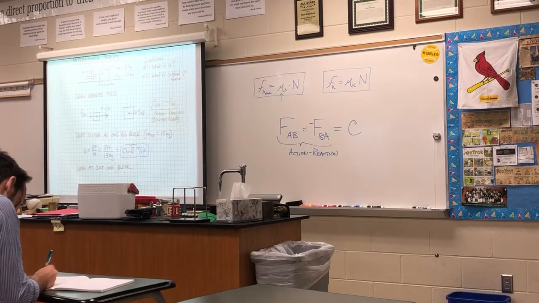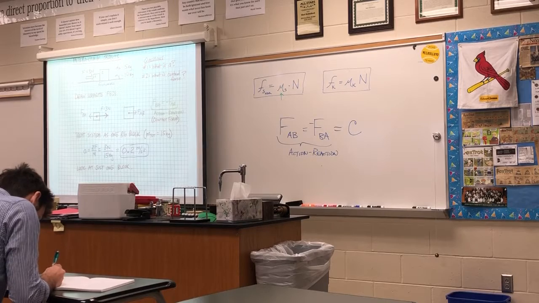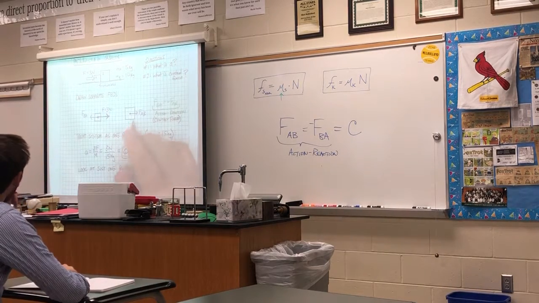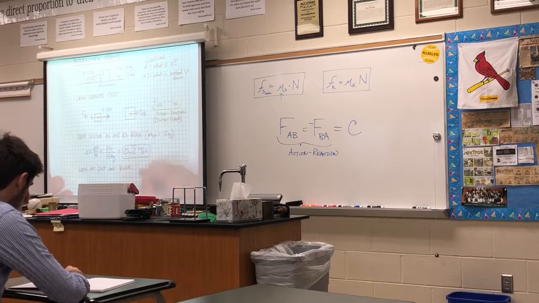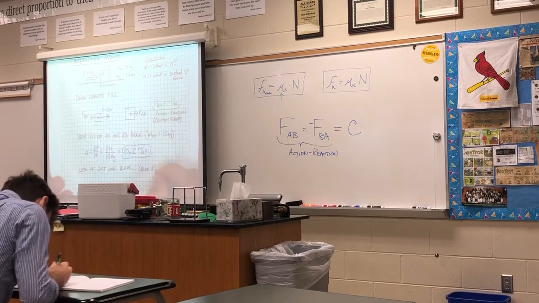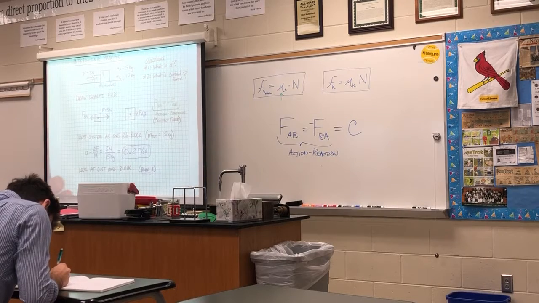A. Why? I don't know. It's just smaller. My advice is to always look at the block that has the least number of forces on it. So B. It would be B. You can do it with A. You're absolutely right, Jerry. You can do it. But I'm going to do it just looking at B. So we're going to go block B. All right, so we're looking at block B.